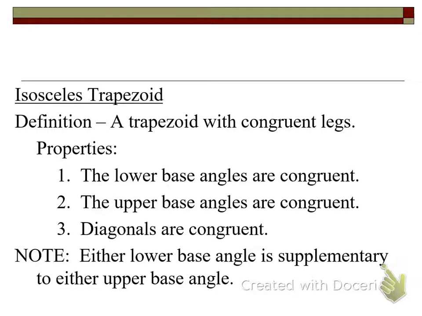All right, an isosceles trapezoid is just a trapezoid with congruent legs. So the ones that are not parallel are congruent. And it's got a few properties that we'll talk about. I'll give you a minute to write them down before we talk about them and label a picture.